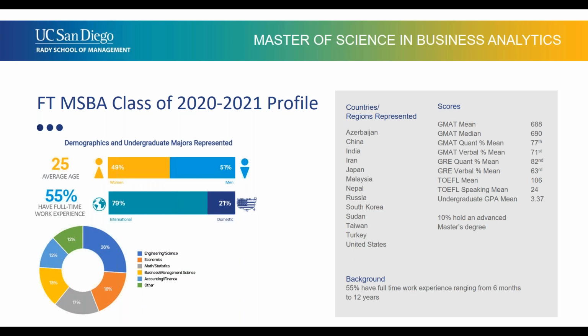This cohort profile is from the cohort that's just about to graduate. In our new cohort, we have additional countries like Greece, Costa Rica, and Peru represented as well. We've also had Germany, Puerto Rico, and Egypt in the past.